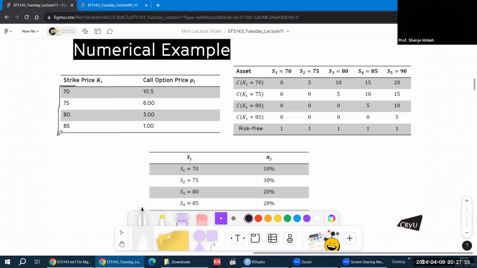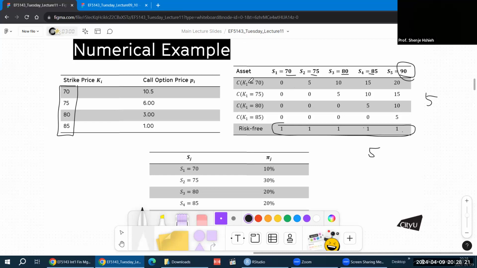Here I'm just copy and pasting the strike price. It's still 70, 75, 80, 85. But I'm adding one extra possible realization so that this matrix is square, right? Remember, I have a row of ones for the risk-free asset. So that's 1, 2, 3, 4, 5 states, and then we have 1, 2, 3, 4, 5 assets. So 5 assets, 5 states, square matrix.